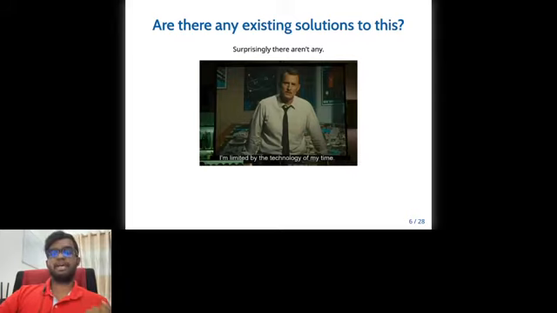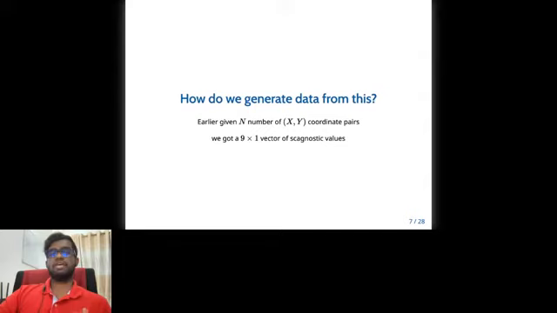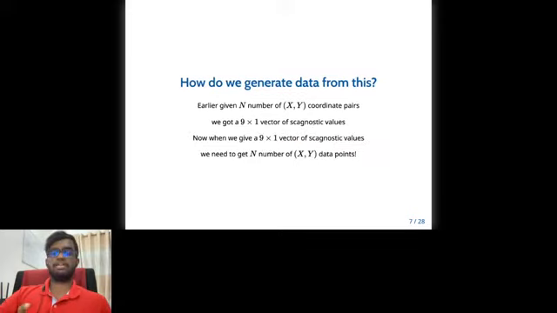And from there onwards, I thought of how I can generate data from these diagnostic values. Earlier, when we were given n xy coordinate pairs, we got a 9x1 vector of diagnostic values. Now, when we are given a 9x1 vector of diagnostic values, we need to get n x and y data points. So we have to reverse a function, right? So it sounds pretty simple. If f(x) equals x plus 3, the inverse function could be written like this.